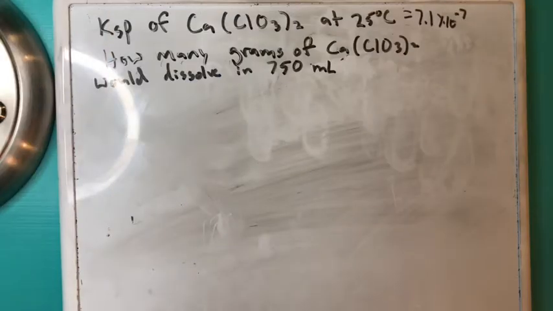Okay, so this question says the Ksp of calcium chlorate at 25 degrees Celsius is 7.1 times 10 to the negative 7th. And it asks how many grams of calcium chlorate would dissolve in 750 milliliters of water.